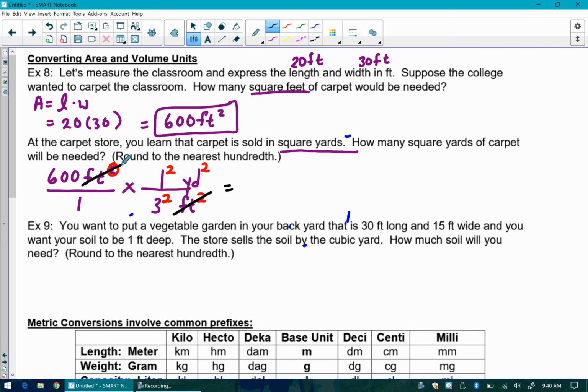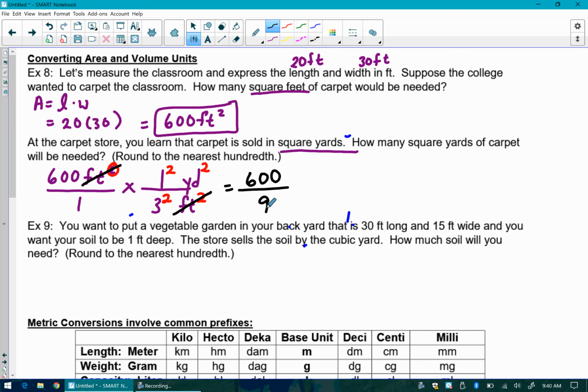Up top, you have 600 times 1 squared. If you think about it, 1 squared just means 1 times 1. So that's still just 1. So 1 times 600, 600. On the bottom, this is where it makes a difference. 3 squared is 3 times 3, which is 9.